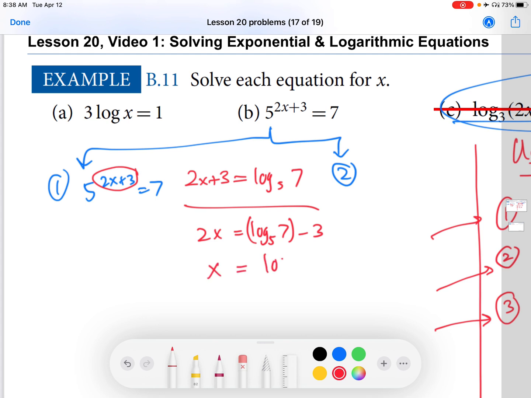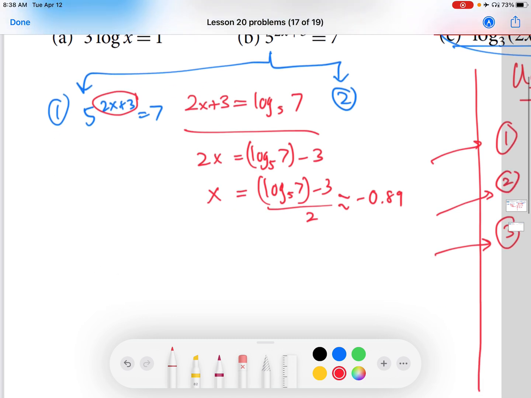And then I will divide by 2, so I get log base 5 of 7 minus 3 divided by 2, and that's my x value. Great. If you were, again, to simplify this, or I should say approximate it, the decimal approximation is about negative 0.89. All right, that's number 1.